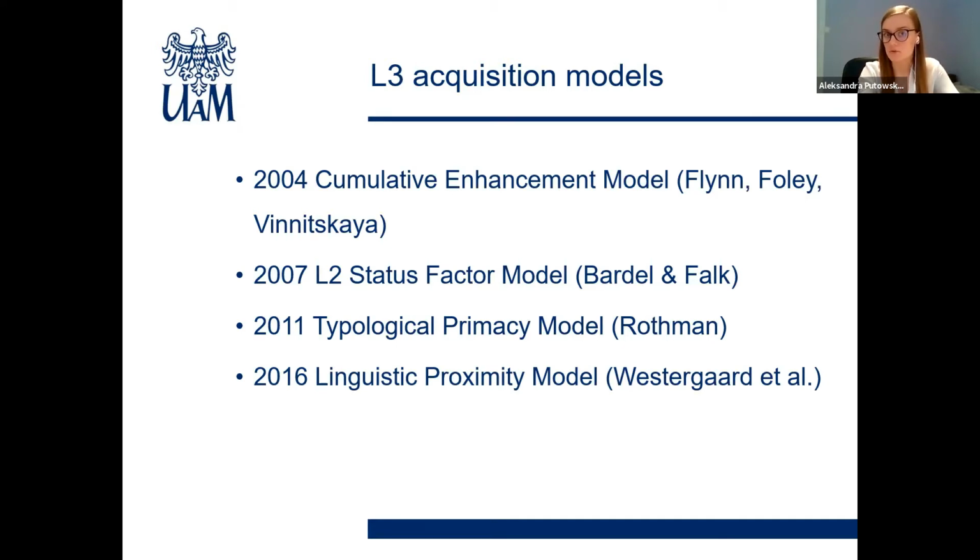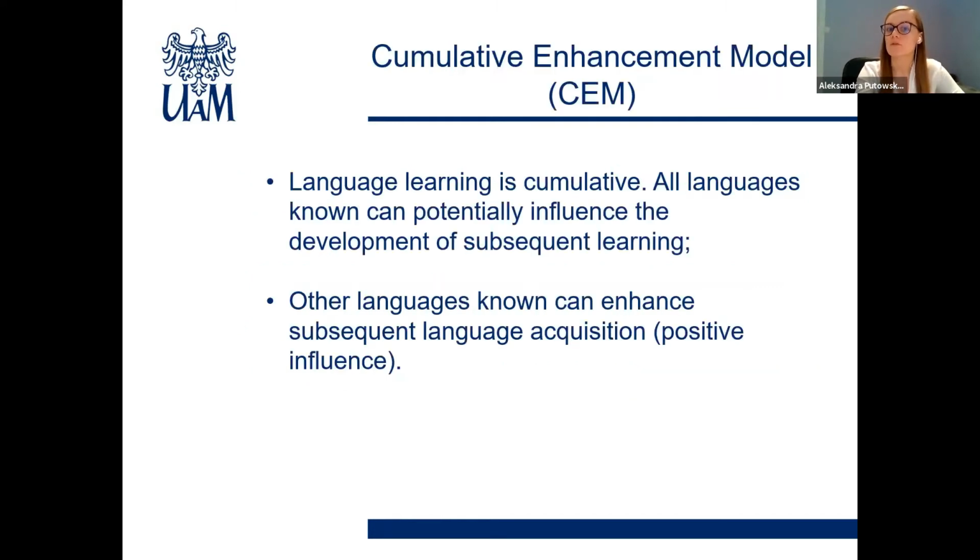The most discussed models are the cumulative enhancement model, L2 status factor model, typological primacy model, and linguistic proximity model. I would like to present shortly the assumptions of these models. According to the cumulative enhancement model, language learning is cumulative. So all languages known can potentially influence the development of subsequent learning. Other languages known can enhance subsequent language acquisition. So according to this model, only positive influence is possible.